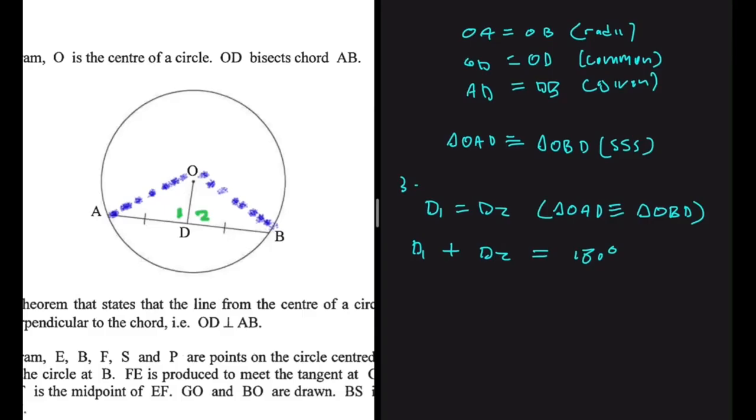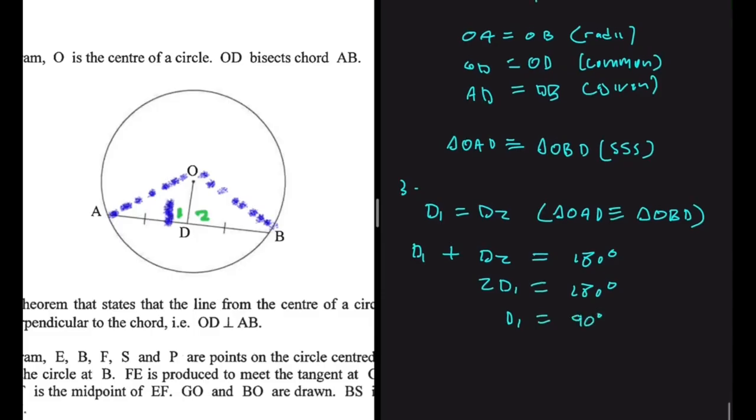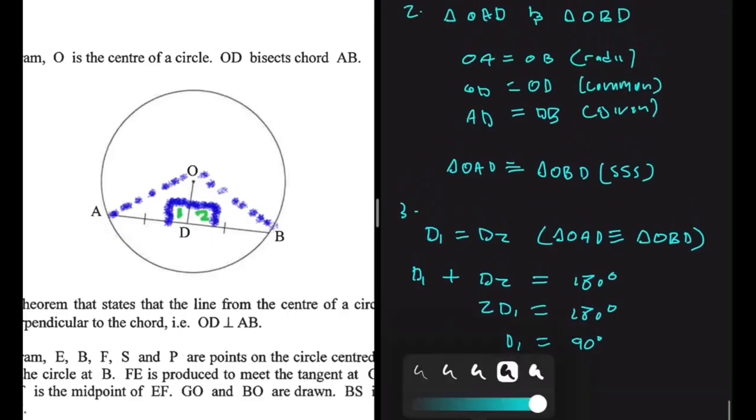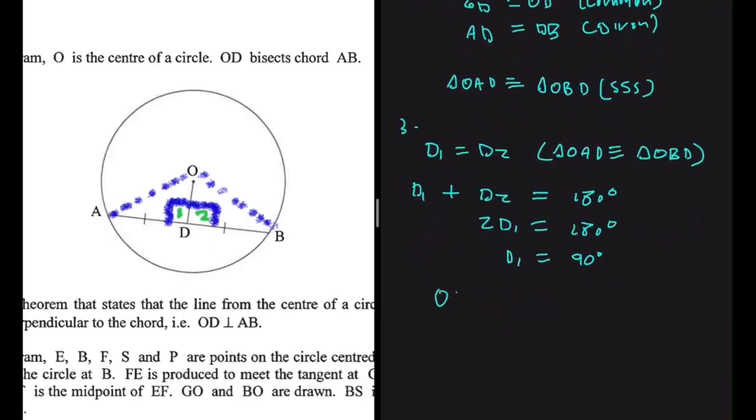But D1 is equal to D2, so we can just say that 2D1 is equal to 180 degrees. So what are we saying? We're saying that D1 is equal to 90 degrees. So now we have proved that D1 is 90 degrees. We know fully well that consequently D2 is also equal to 90 degrees. Now we can conclude and say that OD and AB are perpendicular to each other because D1 is equal to 90 degrees.